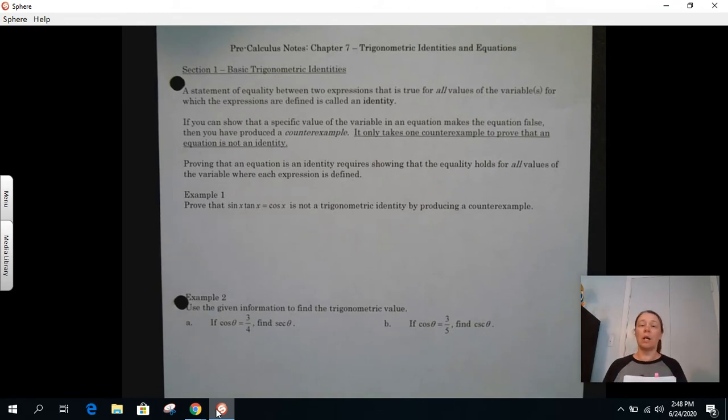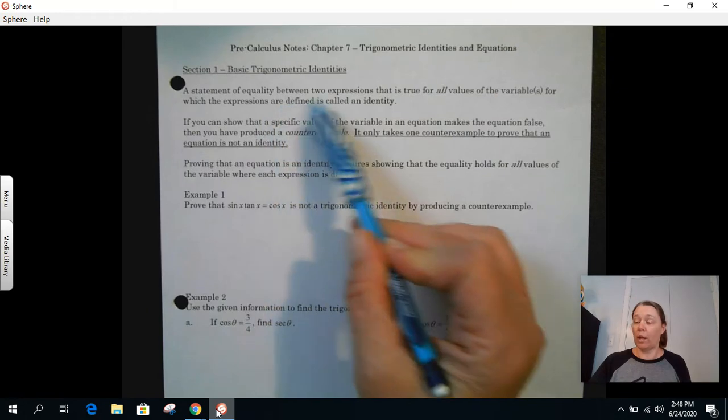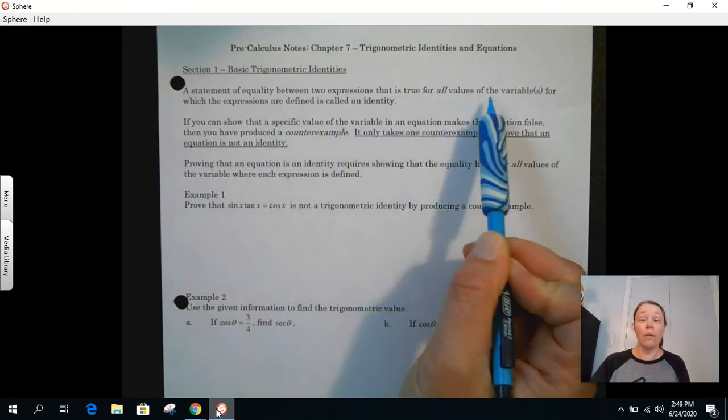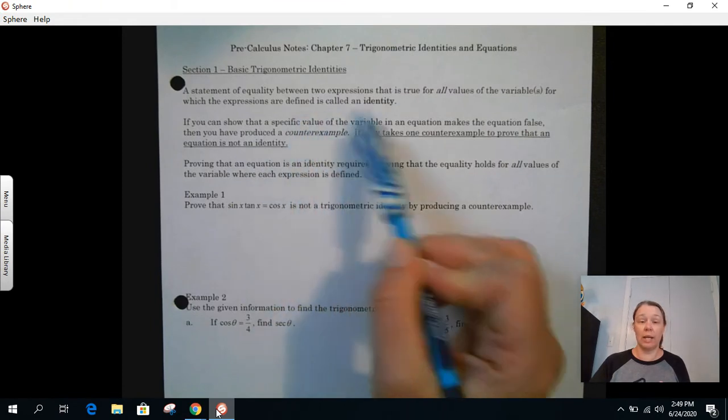So to start, when we talk about these identities, that means it's a statement that's true for all values of the variable. And you played around with that a little bit last chapter when you were doing the inverse rules. Is this always true? For what values is it always true? A statement of equality between two expressions that is true for all values of the variables for which the expressions are defined is called an identity.